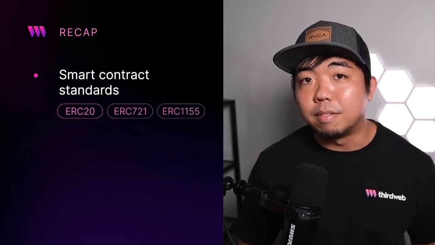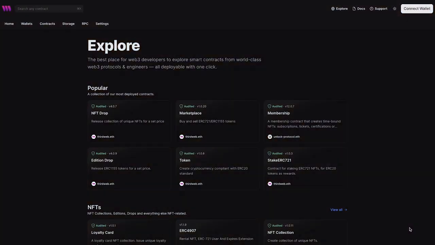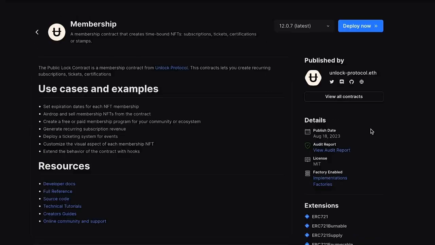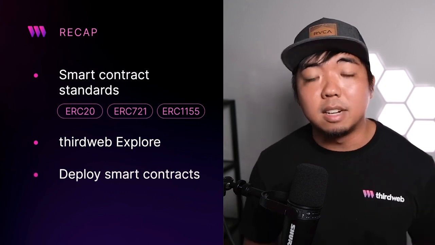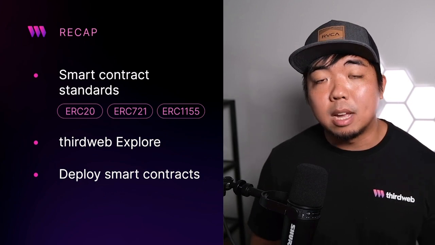Now that does it for the smart contract section of our course, and a quick overview of everything that you covered so far. We learned a little bit about the smart contract standards like ERC20, ERC721, and ERC1155. We also learned about thirdweb's Explore page and how you can actually deploy pre-built smart contracts directly from thirdweb without having to need any coding knowledge or anything. You can deploy your very own cryptocurrency and NFT smart contracts, along with a handful of other pre-built smart contracts that we have to offer.